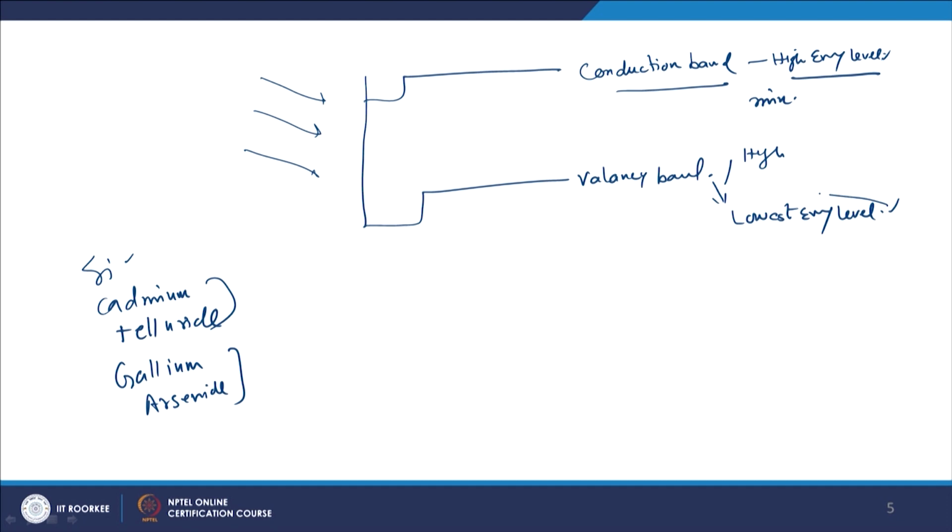In the lowest energy level there may be certain electrons which are relatively at high energy. In the conduction band there may be some electrons which are at lower level energy. Now, this energy gap is known as Eg, the band gap energy.